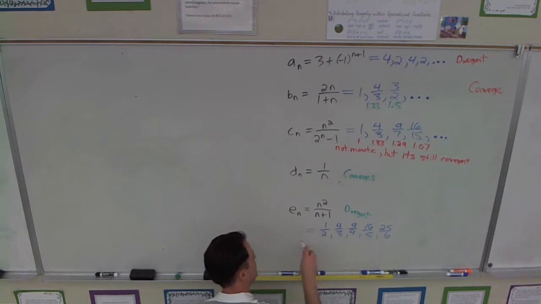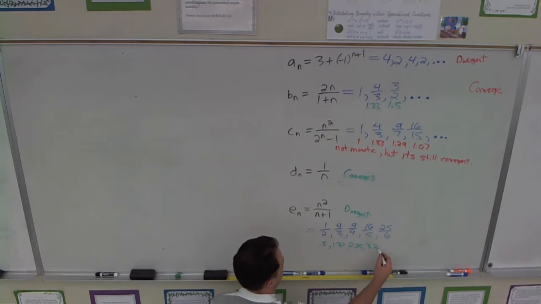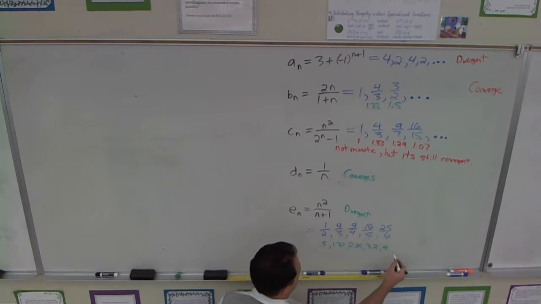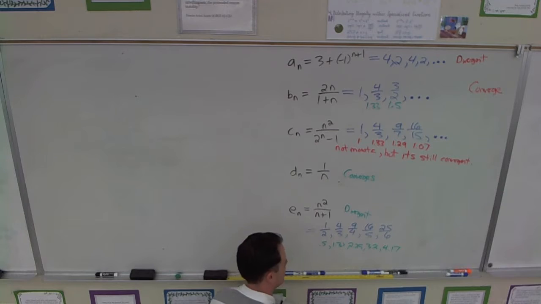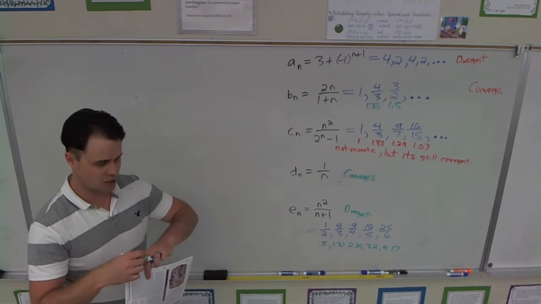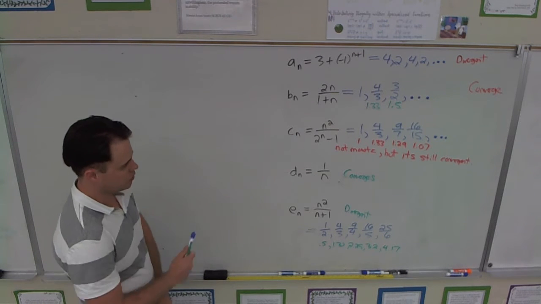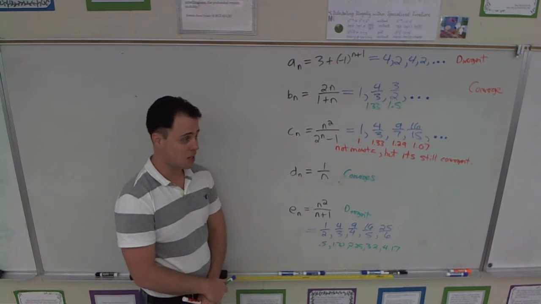0.5, 1.33, 2.25, 3.2, 4.17. Yes, it doesn't look like it's bounded to me, so it fails to be bounded. We could also check to see if it's monotonic, but I'm not going to. It already failed that, so we know we can't use the test.